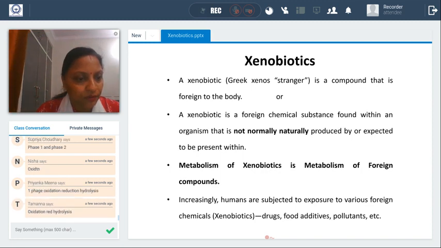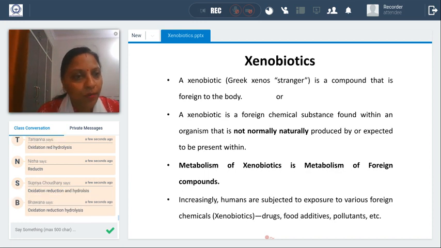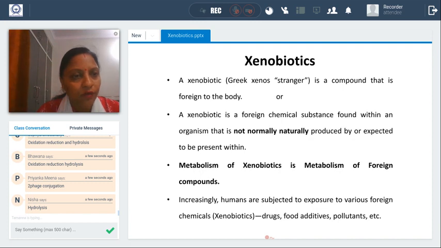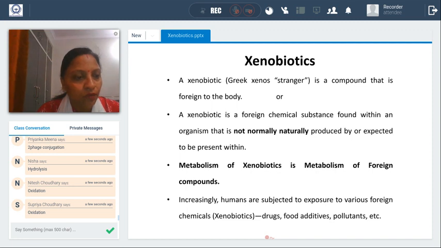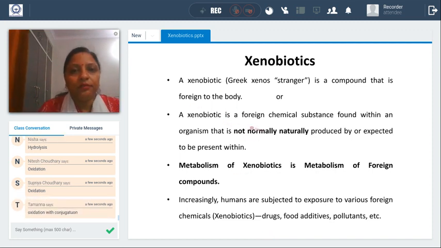Oxidation. Next, which is the most common or most frequent pathway of biotransformation? Oxidation followed by conjugation. The right answer is oxidation followed by conjugation. So now I repeat my whole presentation.